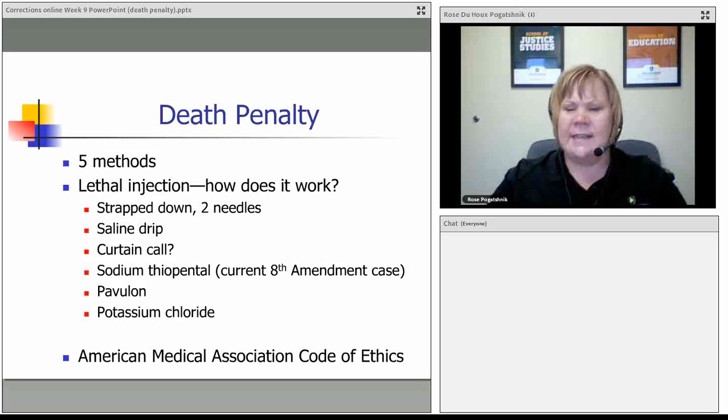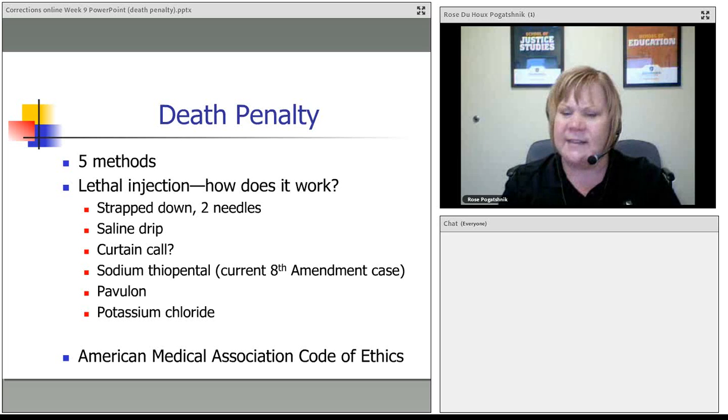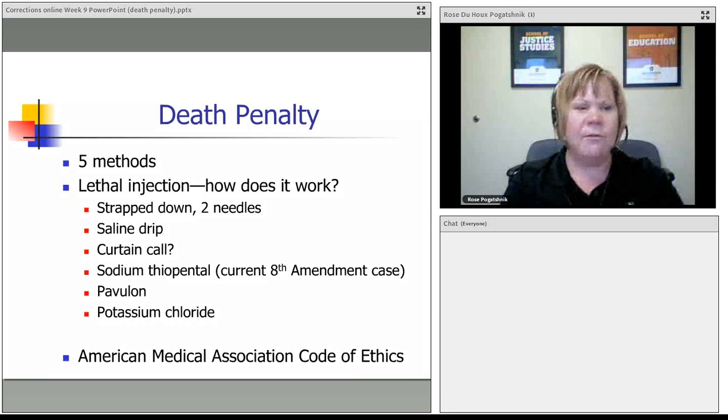The states that do still allow the death penalty, we technically have 5 different methods still on the books that are still considered adequate or legitimate ways to execute someone. However, lethal injection is by far the most common. So those 5 methods: lethal injection, electric chair, yes, some states still allow the gas chamber, hanging, as well as firing squad. But again, lethal injection is the primary method for the death penalty.